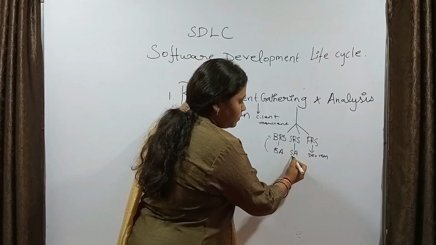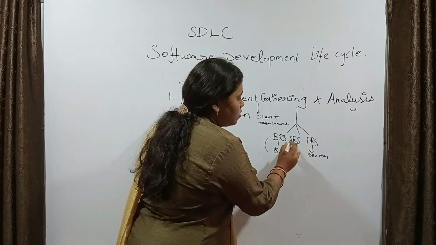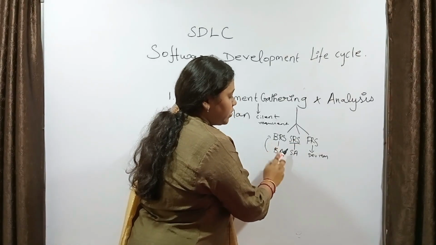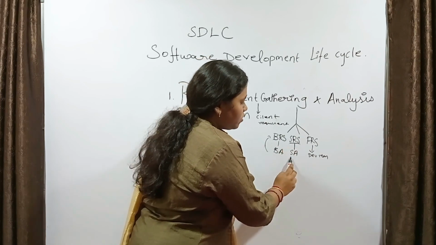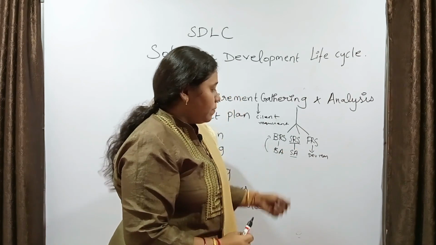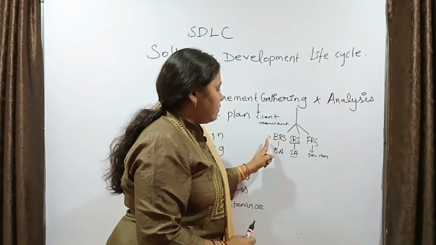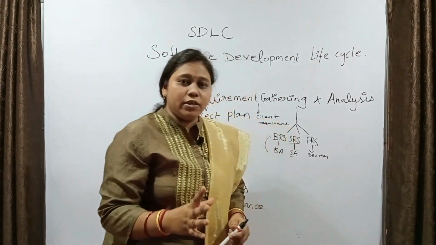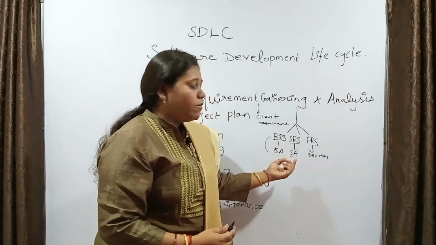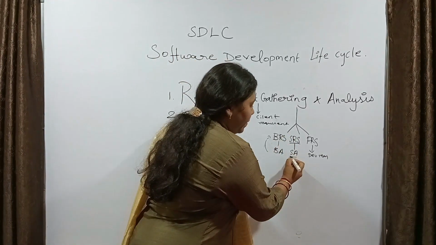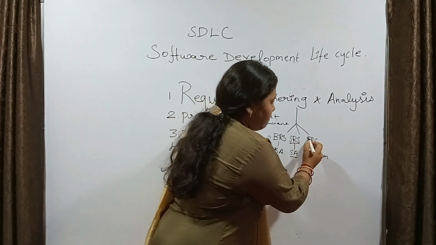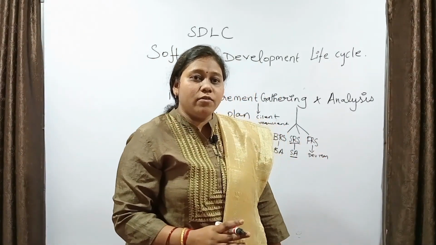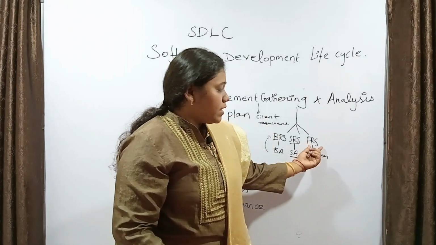And SRS stands for Software Requirement Specification. BRS means Business Requirement Specification, and SRS means Software Requirement Specification. Every company has a system analyst. By getting the BRS, we will plan the SRS. To develop this application, what software and hardware are required will be prepared as the SRS. And FRS means Functional Requirement Specification. All the functionality that is going to take place in my application comes under the FRS.